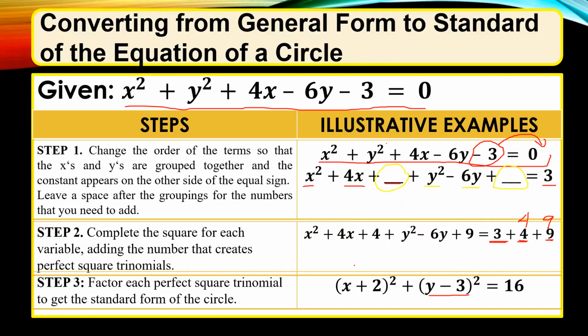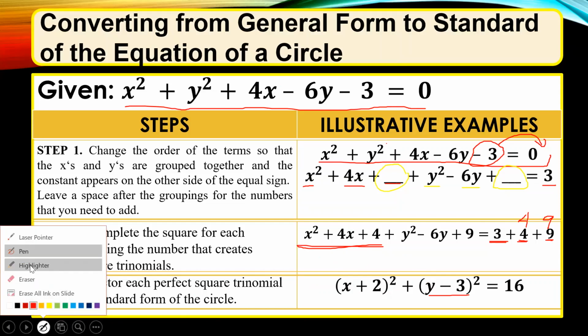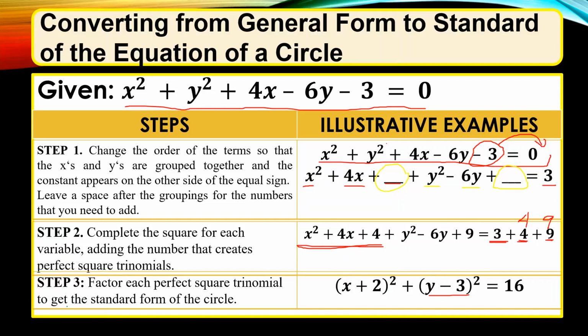Okay, this one. So again, how do we get (x + 2) squared? That is the factor of x squared plus 4x plus 4. How do we get (y − 3) squared? That is the factor of y squared minus 6y plus 9. So again, this is the factor of y squared minus 6y plus 9.